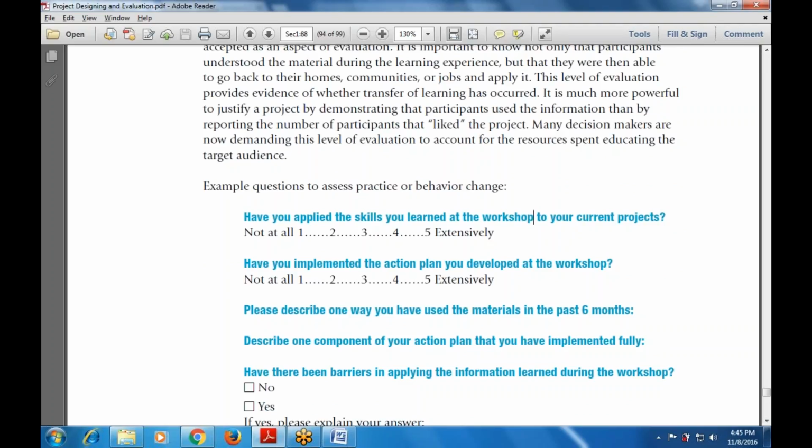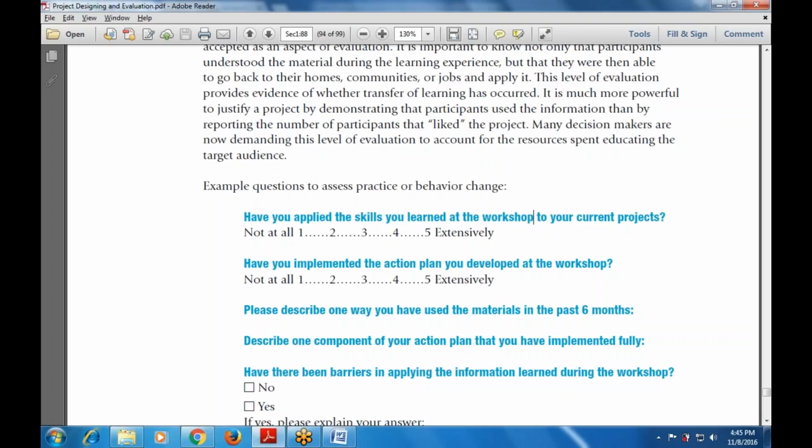Have you implemented the action plan that you developed at the workshop? That plan is developed in a scenario-based way, with the action plan that you developed at the workshop. Please describe one way that you have used the material. What are the various ways you have used the material in the past 6 months?